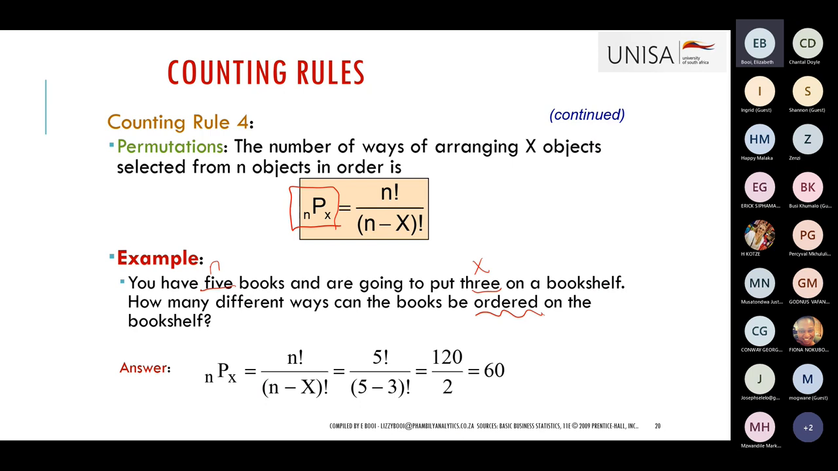On your calculator, you can press 5 and press the button that relates to the number, which will be second function because it's written in orange, or shift, depending on your calculator, shift or second function, and then press your NPR button, and then press 3 and press equal and see if you get the same answer. You should get 60. If you're not getting 60, let me know. And that is permutation with order.